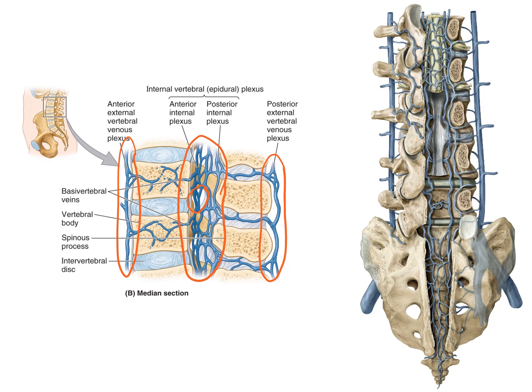In the case of metastatic cancer, because of the connections between the external and internal vertebral venous plexuses, cancer cells can infiltrate the meninges and even the spinal cord, moving from the outside inward toward the vertebral canal.